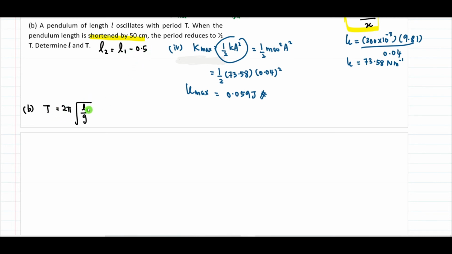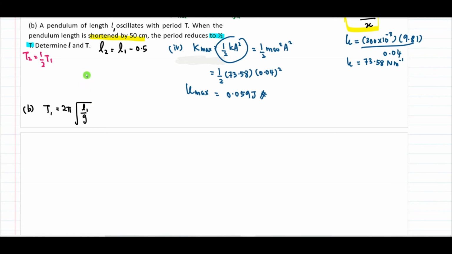Here let's call it L1. This was L1, for example. So this is T1. So when the length is L1, the period of the oscillation is T1. And now the question gives us the condition when the pendulum length is shortened by 50 cm, which is 0.5 meter. So L2, and the period is reduced to half T. This is important, an interesting question. Means that T2 is half of T1. That is the condition we have.